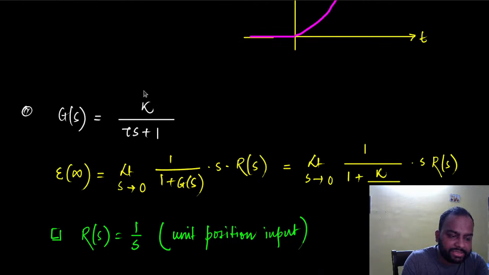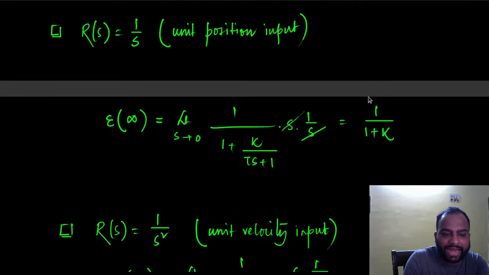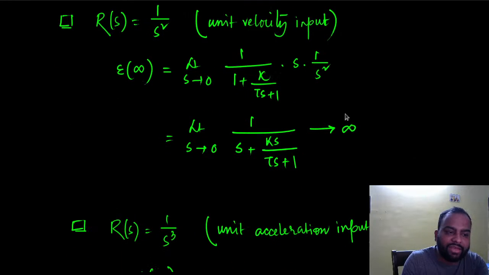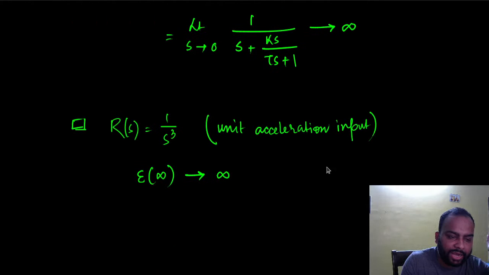For this kind of system, a system that has a transfer function like this, the system would have a finite steady state error if the input is a position input. Okay, it would have infinite steady state error if the input is a velocity input, and it would have an infinite acceleration error, steady state error, if the input is an acceleration input.